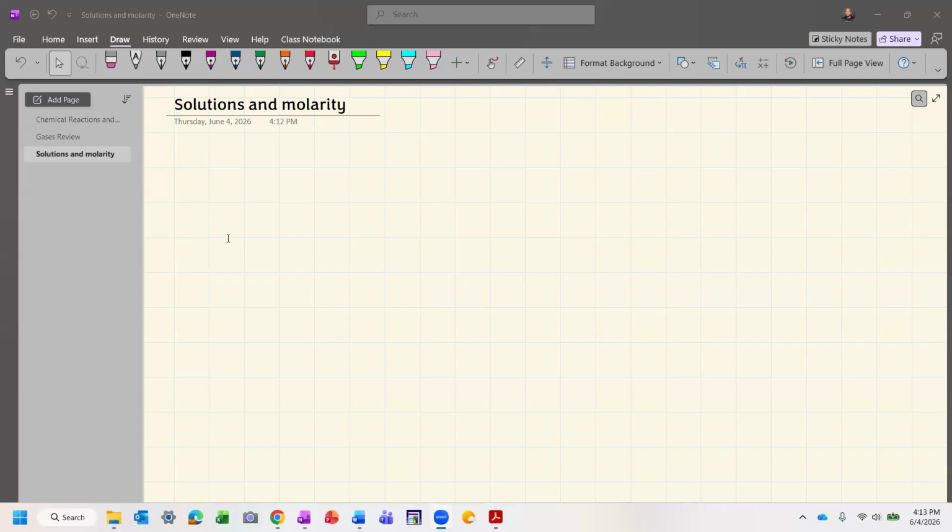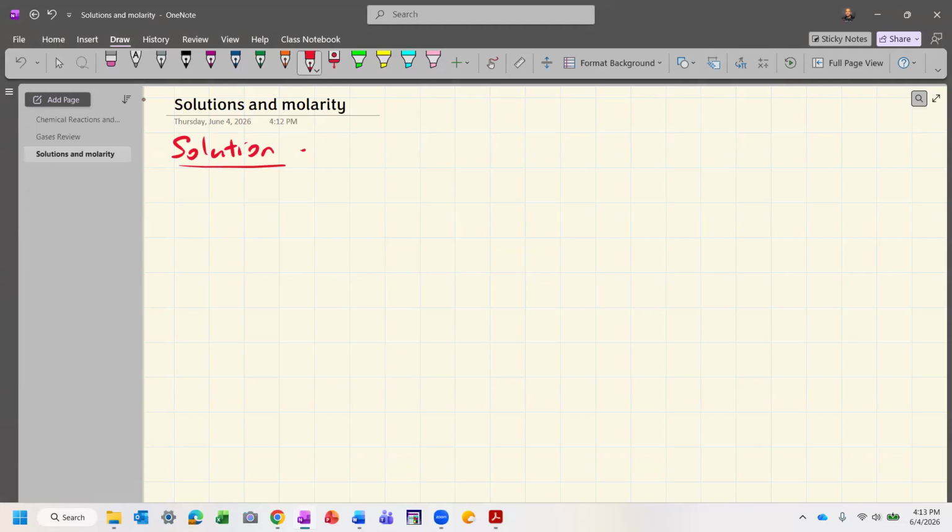Okay, so the next thing that we're going to take a look at, we're going to do a quick review on solutions and also calculations involving solutions, which typically center around the idea of molarity. So first of all, let's remind ourselves what a solution is.